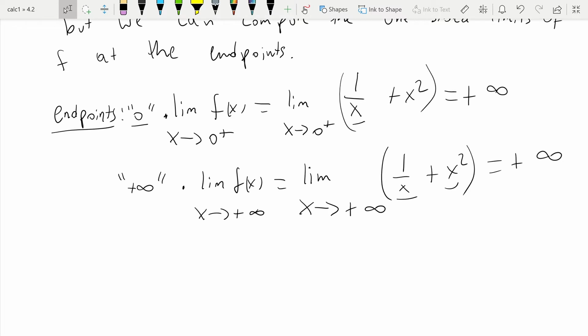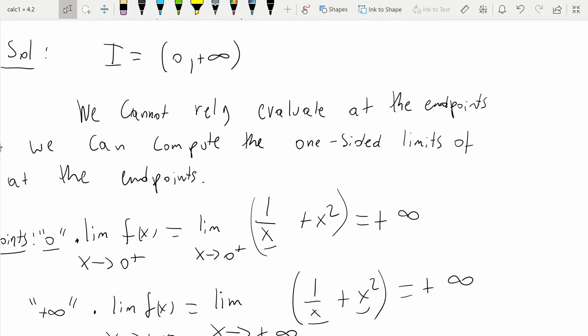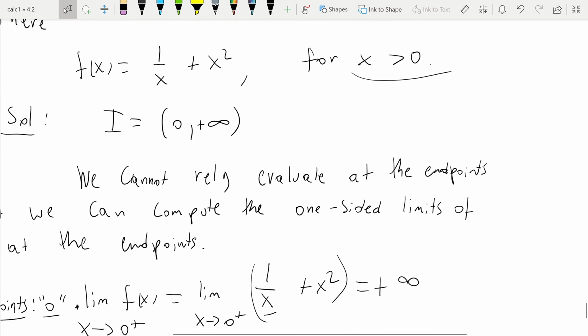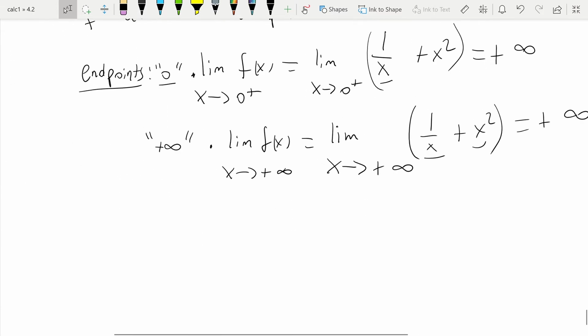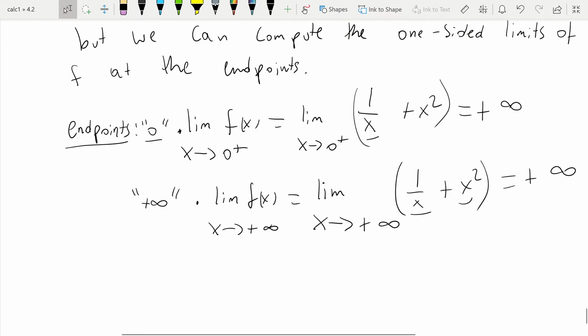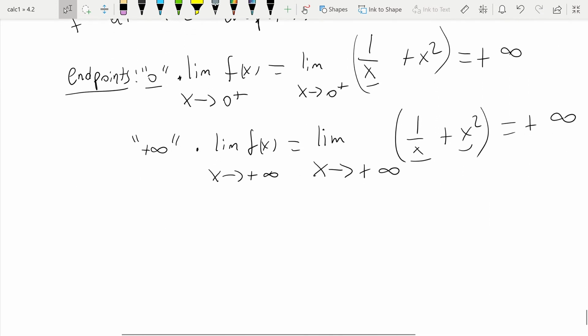Okay, so at the endpoints, we know that f is going to plus infinity. From this alone, we can gather that there is no maximum, because you can always find a value of f that is greater than anything you can prescribe at the beginning. Any given quantity, you will be able to find a value of f that is larger than that. So there's no maximum. But here in the problem, we're asked to find a minimum. So let's see what happens.